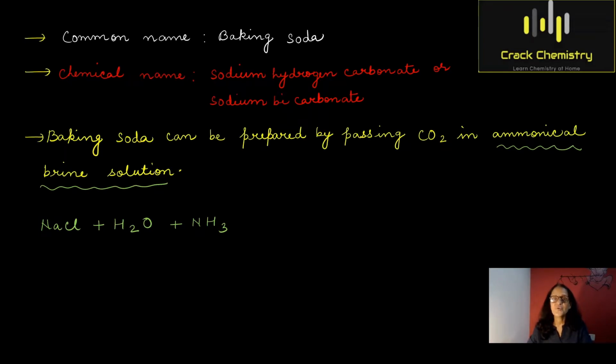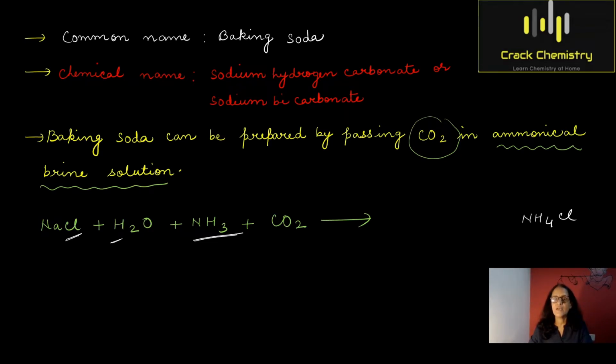Now what you have to do? You have to pass CO2 in ammonical brine solution. So I am adding CO2 also here. Now let's see how you can form the products very easily. Students, what you will do, just see ammonia first. Ammonia is NH3. What will happen? One hydrogen from water will combine with ammonia, so it will convert into NH4, and one Cl also will go along with NH4. So one of the products will be NH4Cl.